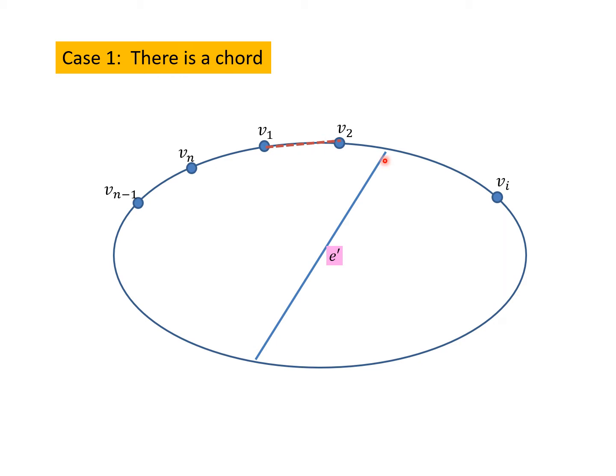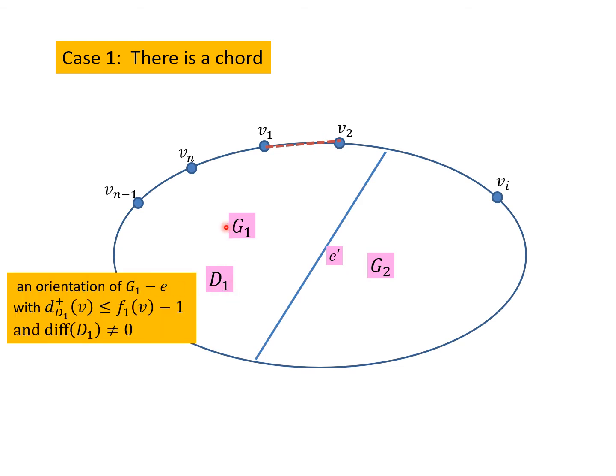In this case, the chord separates the graph into 2 parts, G1 and G2. We first apply induction to G1. We get the required orientation. This is an orientation of G1 minus this edge, which satisfies the out-degree condition, and which is Alon-Tarsi. The out-degree condition is just that F1 is the restriction of F to the vertices of this part.